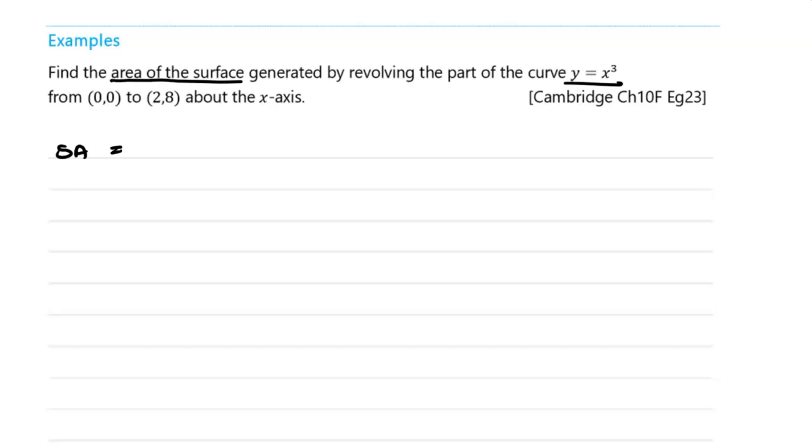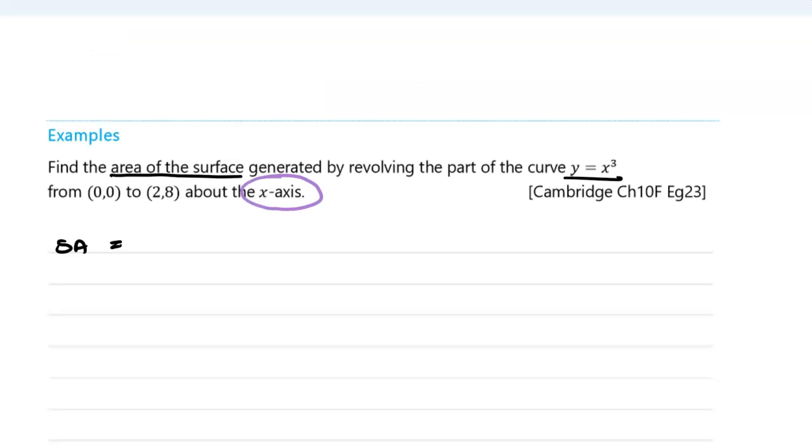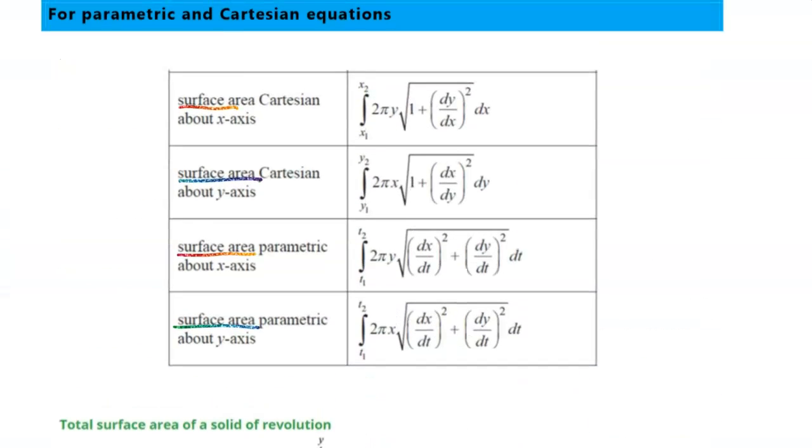I don't mind. Now, if we're rotating about the x-axis, that's the key thing here. We've already, number one, figured out we're looking at a surface area, but number two, we're looking at the x-axis. So when we are rotating something around the x-axis, it's going to be this version of the formula here. Because we're looking at the x-axis, we need to know where we're going from and to in the x-axis, and we're going to have dx at the end. So let's note down our formula.